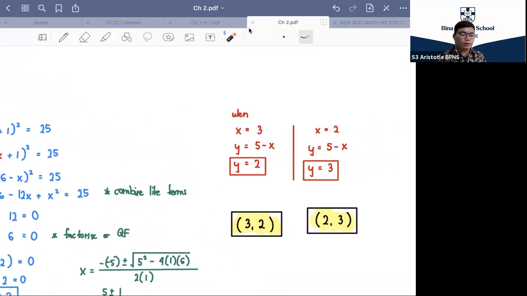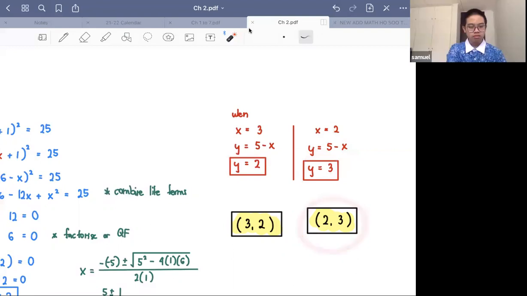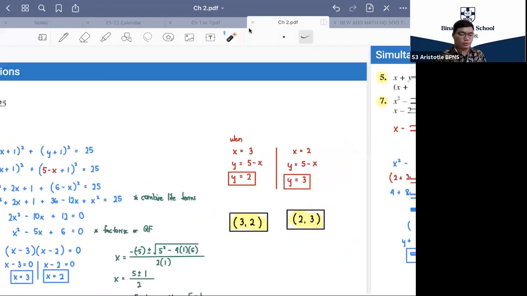So y is equal to 5 minus x. So 5 minus 3 is 2. So your first point is at 3 comma 2. And then for your second point, when x is equal to 2, 5 minus 2 is 3. So your second point is at 2 comma 3. So these are your answers.